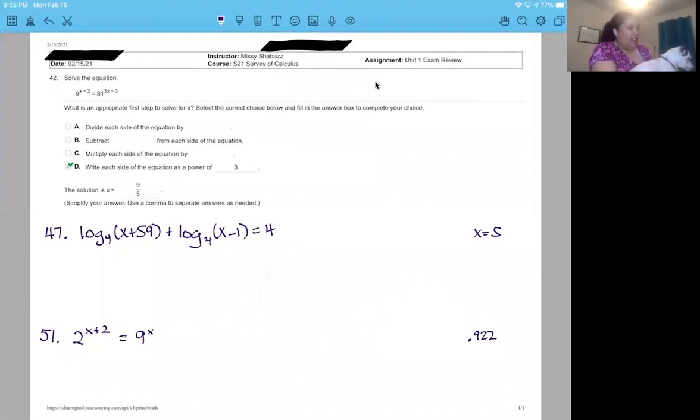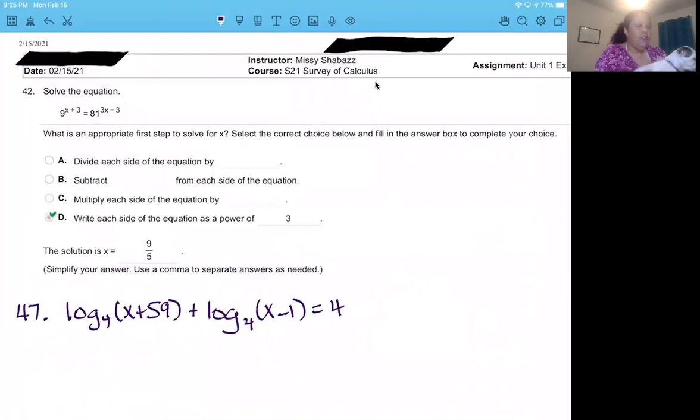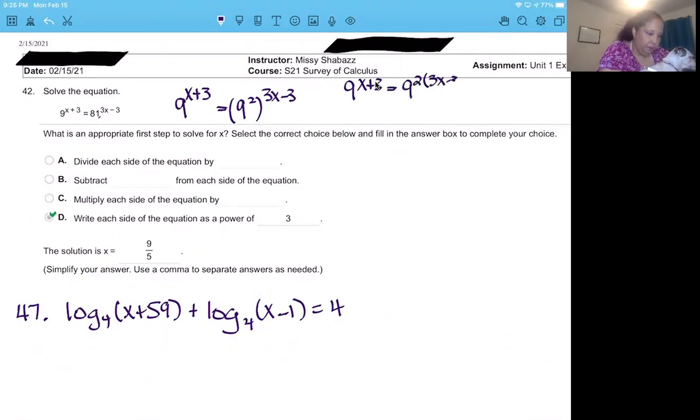This question I can write with the same base, right? Because 9 squared is 81. So that's what I'm going to do. So I have 9 to the x plus 3 equals 9 to the 2 times 3x minus 3. If the bases are the same, I can set the exponents equal to each other. So I have x plus 3 equals 2 times 3x minus 3.